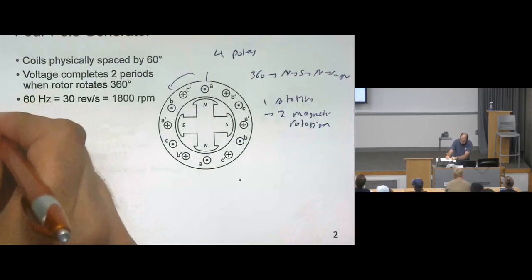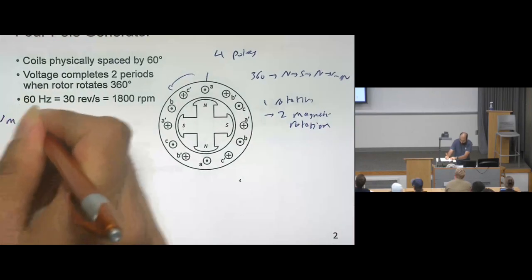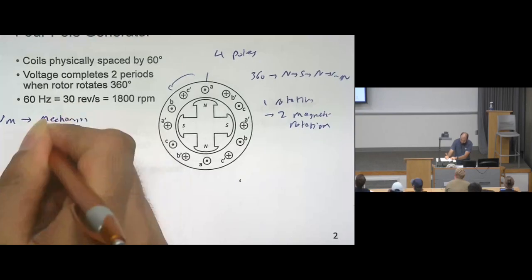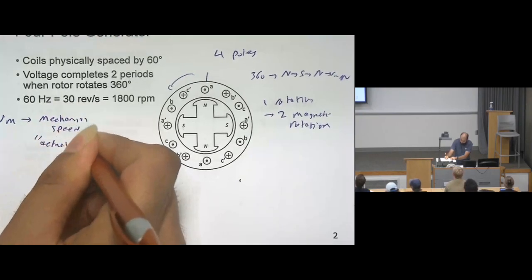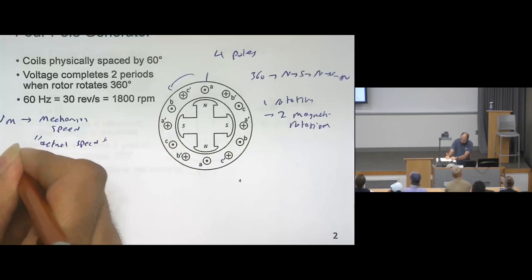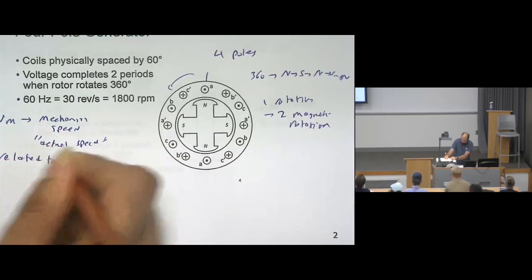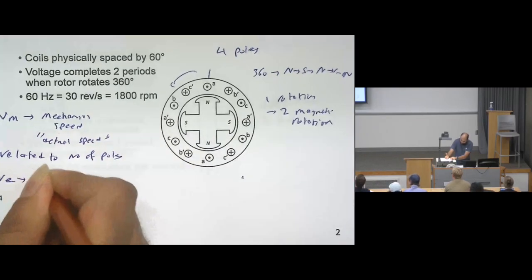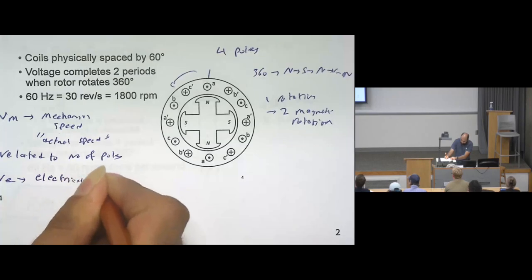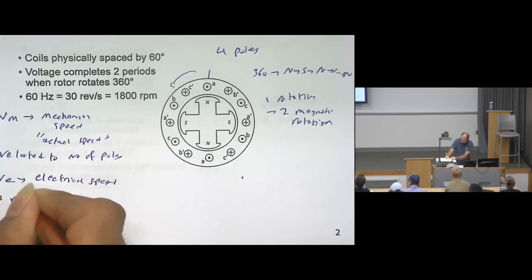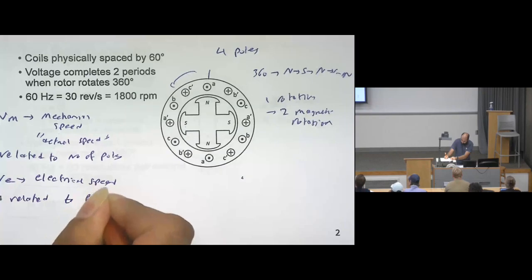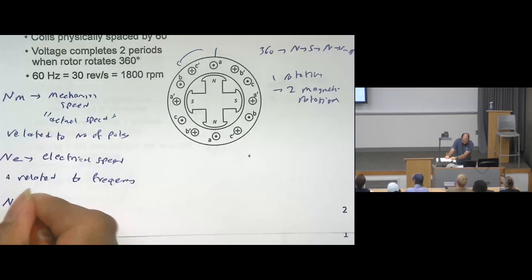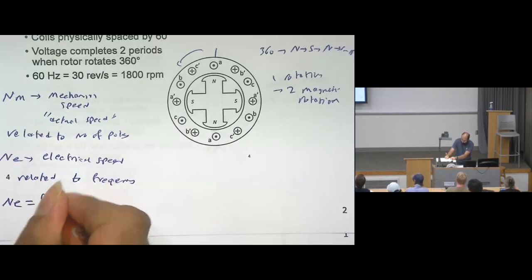So sometimes, as a shortcut, Nm is called the mechanical speed, which is the actual speed as well. This is related to the number of poles. And we have the electrical speed, NE. This is related to frequency. So we can say that the electrical speed is actually the frequency times 60.